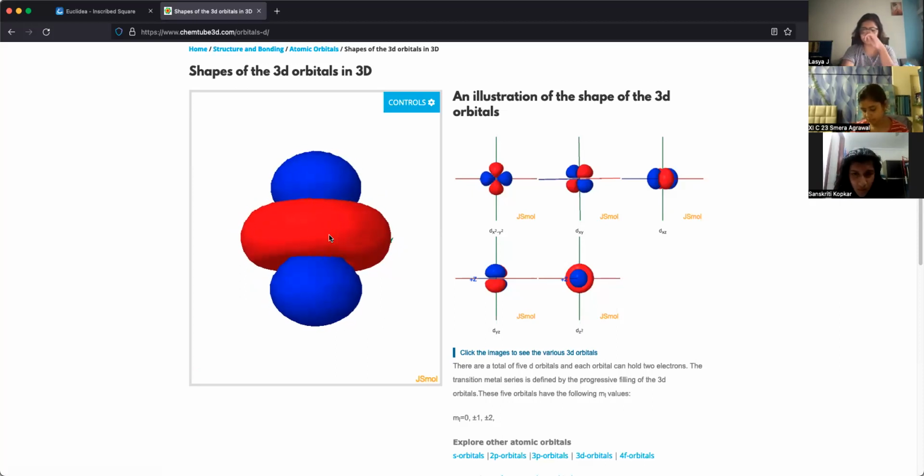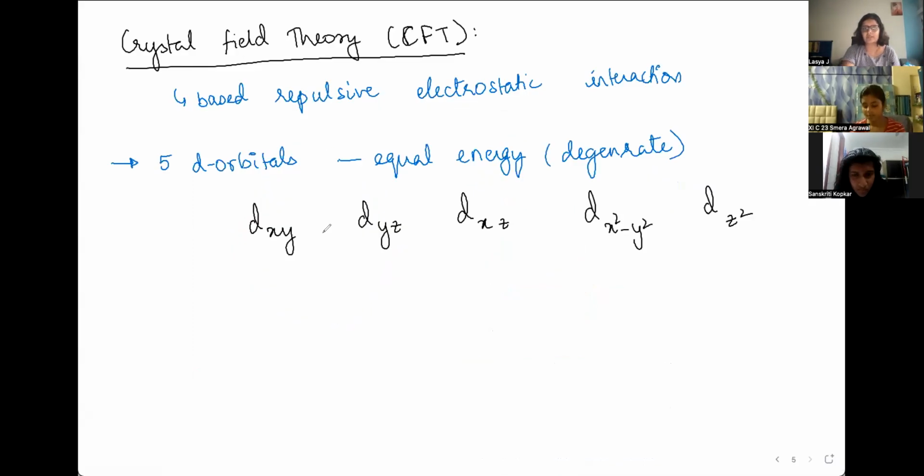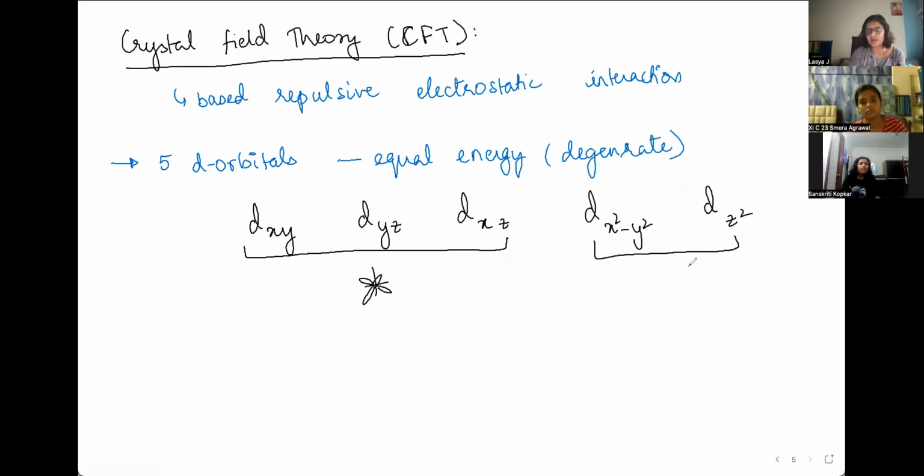Okay, so just remember that because that is important. That will come into picture when we talk about it. So these three are of a certain kind. They are all in between the axes. These two are along the axis. So x square y square is along x and y, and z square is along the z axis.